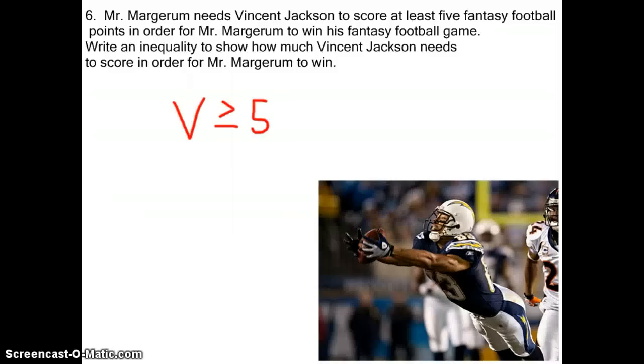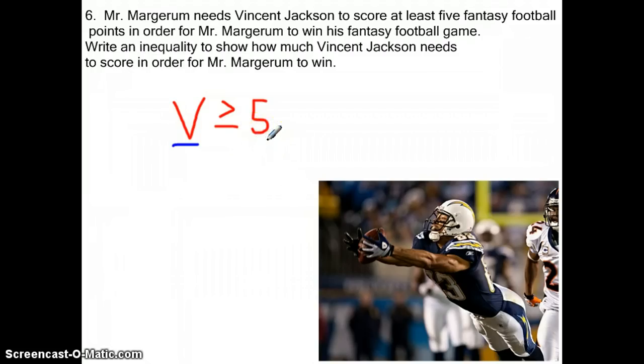Okay, so it says that Vincent Jackson needs to score at least 5 fantasy football points. So I made Vincent Jackson V. It doesn't matter what variable you use. You could have used any letter. I used V because it's Vincent. What I said was Vincent Jackson had to be greater than or equal to 5 points.